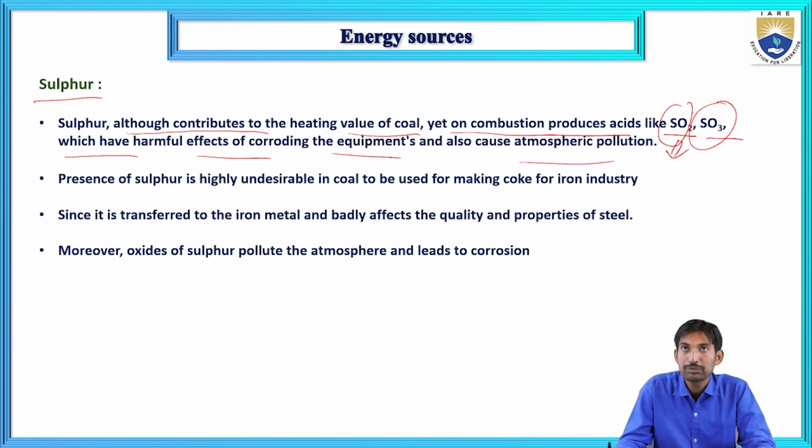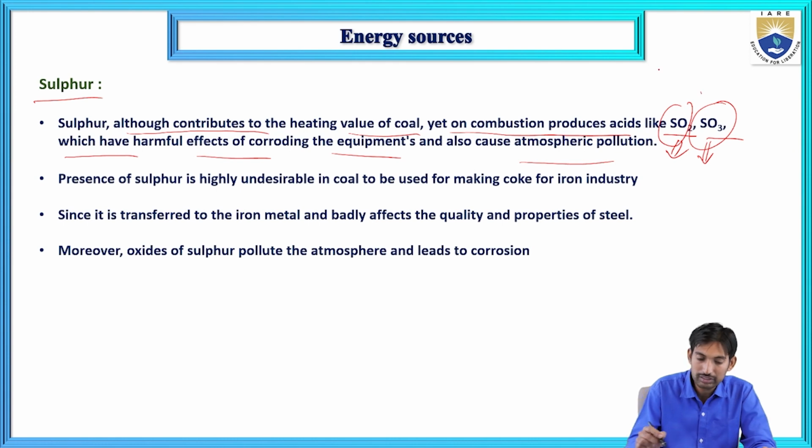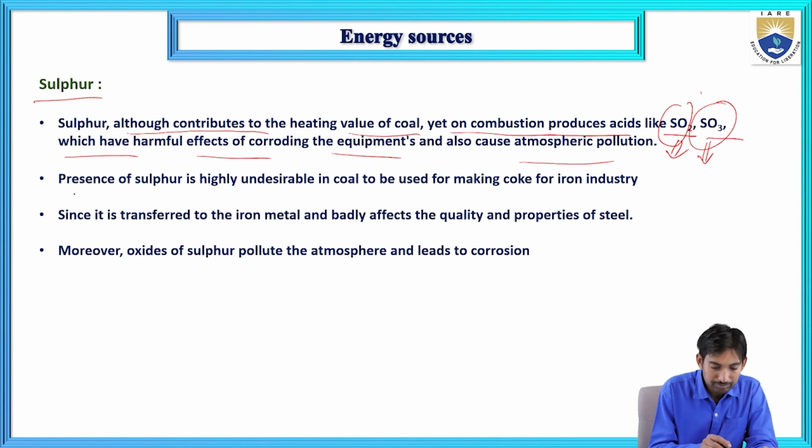It causes atmospheric pollution. The sulfur dioxide and sulfur trioxide are released when the sulfur present in the coal is burned: the sulfur reacts with oxygen and forms sulfur dioxide and sulfur trioxide. These are environmentally unfriendly, greenhouse gases. They cause atmospheric pollution, and these gases also corrode the equipment.